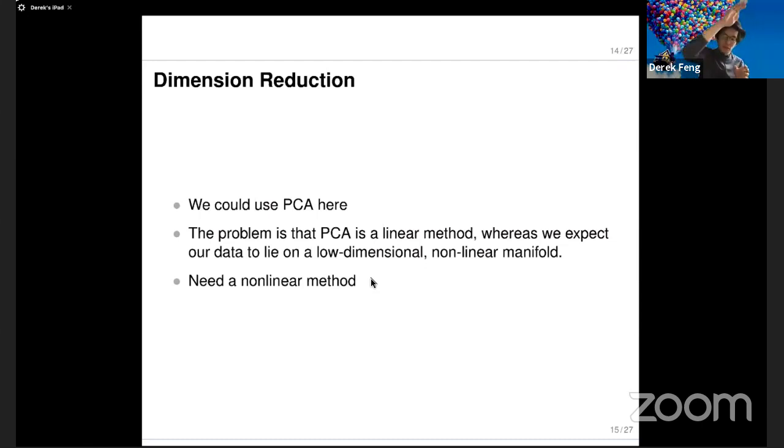Maybe there's some sort of bumps and stuff, but it's definitely not going to be a linear structure. Okay, so the key point here is that we need to actually have a nonlinear method to basically represent our data, and so we can't use PCA.